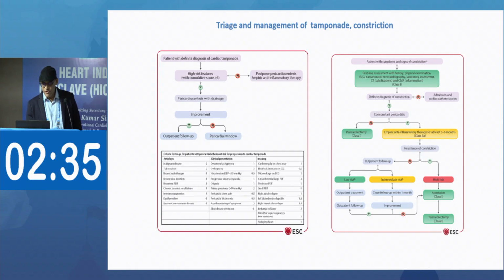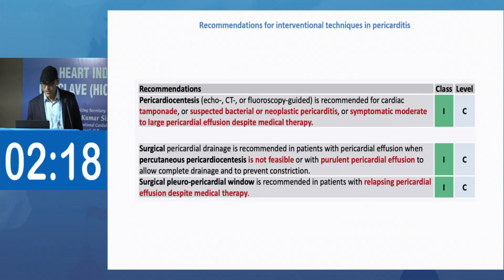For patients with constriction, they have basically recommended anti-inflammatory therapy for 3 to 6 months, and if they respond to that, then they could be followed, and if they develop persistent constriction, pericardiectomy is a class 1 indication in this group of patients.